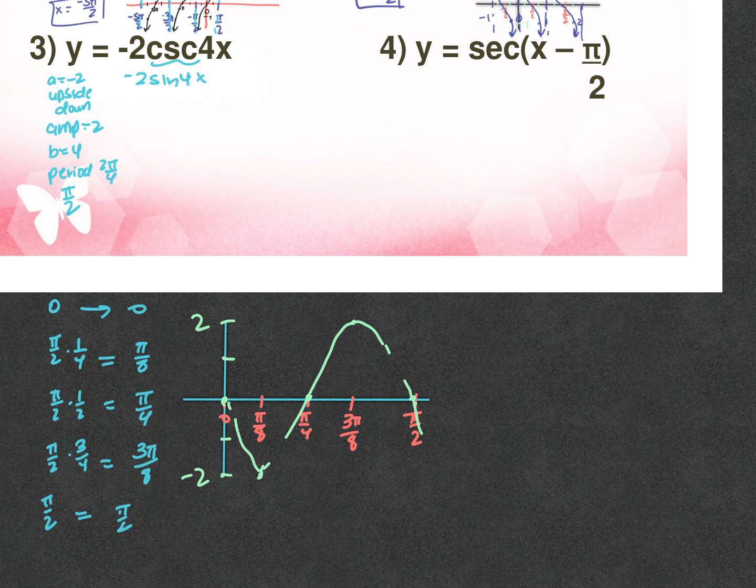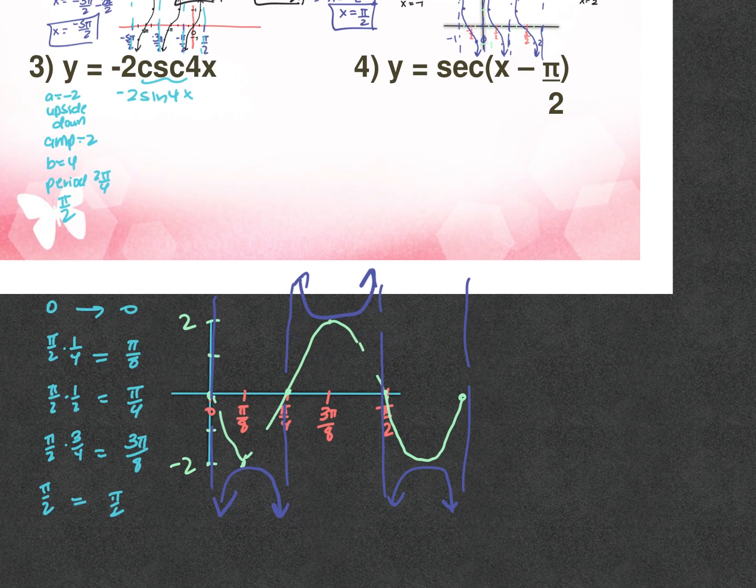We need to extend it one more so we get the extra asymptote. So we've got one here, here, here, and here, and then come the parabolas. And that's your cosecant.